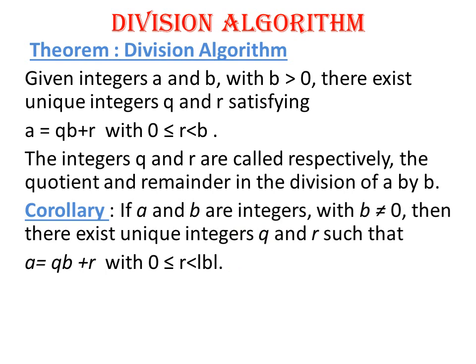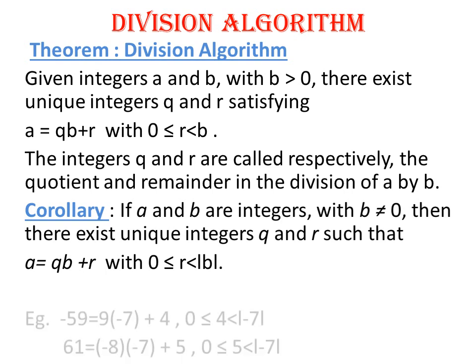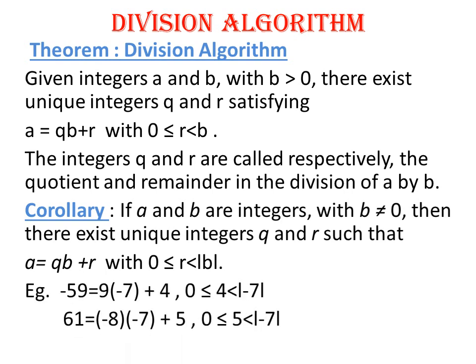So in that case, the equation which is satisfied by a and b and q and r is a equals qb plus r with the value of remainder strictly less than the modulus value of b. So if the divisor is negative, then its absolute value, whatever it is, the remainder is strictly less than that. We can verify by taking one example. Here we can take a as minus 59 and b as minus 7. Then if we apply this division algorithm, we can see the value of remainder is strictly less than the absolute value of the divisor, that is mod minus 7, which is 7. So this is the division algorithm.